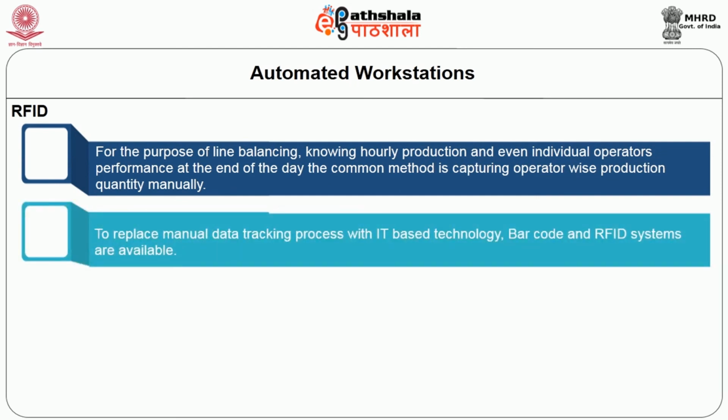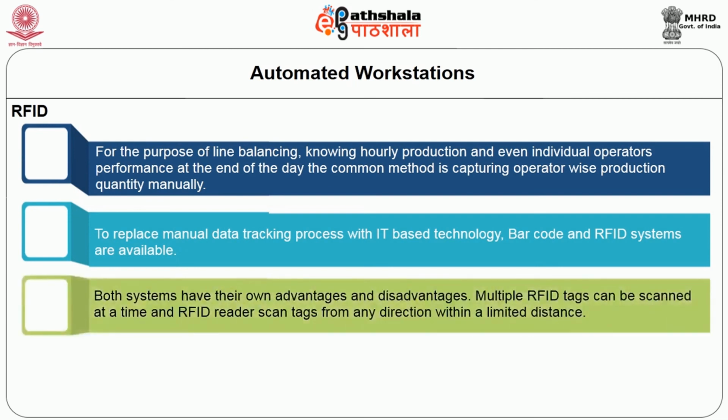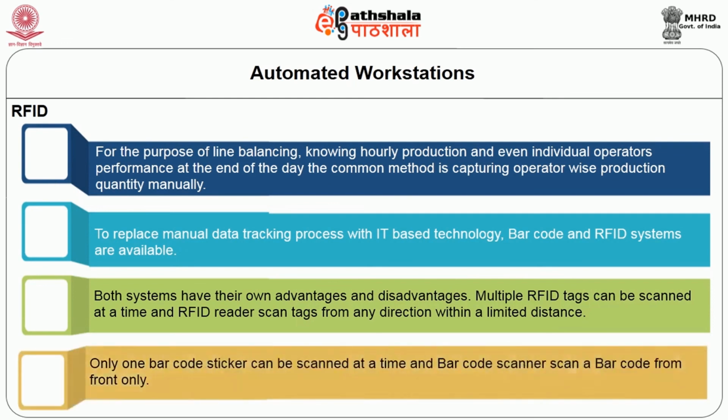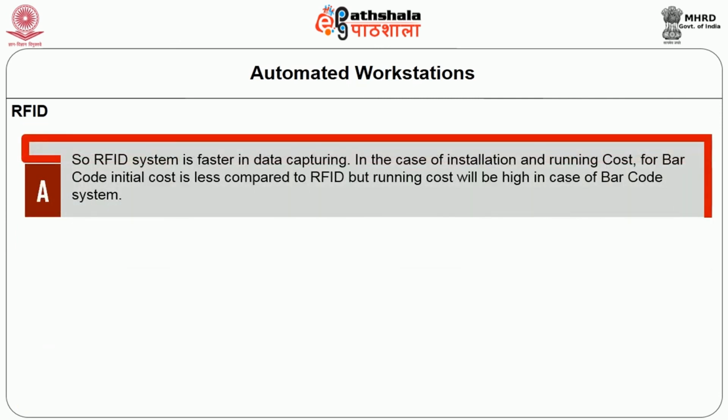To replace the manual data tracking process with IT-based technology, barcode and RFID systems are available, and RFID is much more advanced. Both systems have their own advantages and disadvantages. Multiple RFID tags can be scanned at a time, and RFID reader scans tags from any direction within a limited distance. Only one barcode sticker can be scanned at a time, and barcode scanner from front only. It can scan only from the front. So RFID system is faster in data capturing.